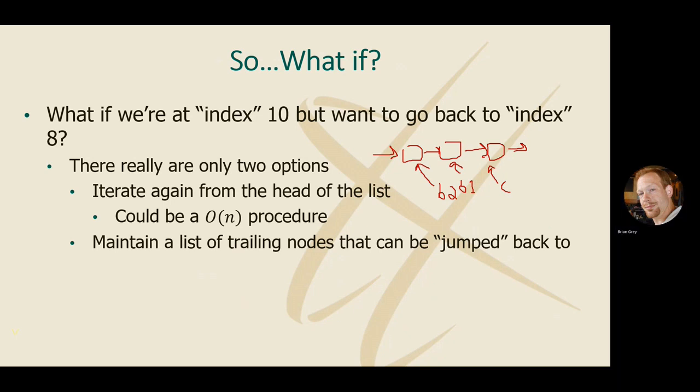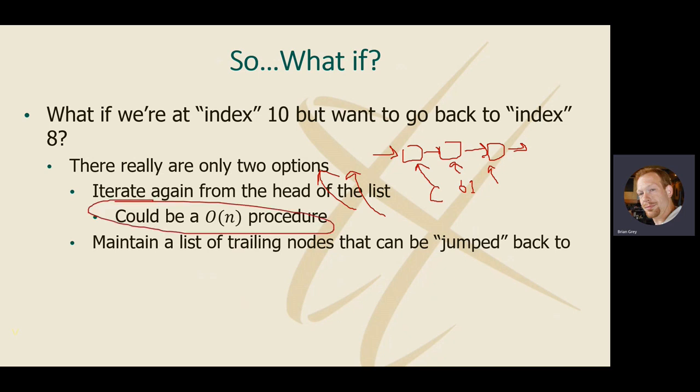Remember, now this is current. So we either need to reestablish where B1 and B2 are, which defeats the whole purpose. We're right back to the big O of n procedure. Or we have to say you can't jump backwards. Or we have to start maintaining additional pointers. Now we have to maintain B3 and B4.